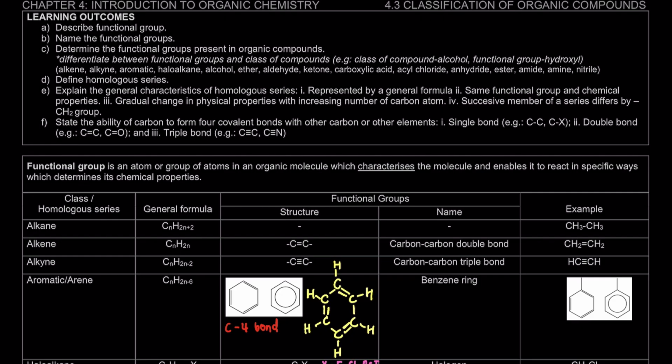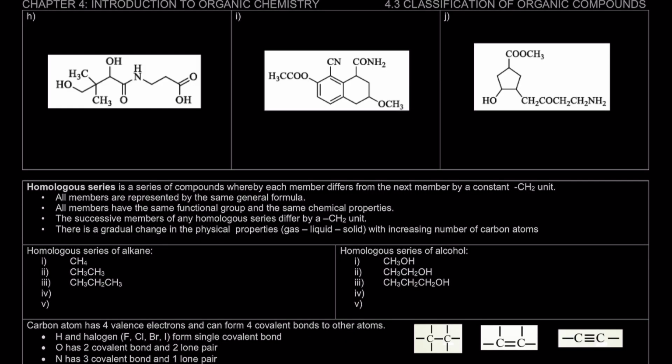On your notes, it will be on page 9. On page 9 here, there is a small section explaining the homologous series. So what is a homologous series? The definition is a series of compounds whereby each member differs from the next member by a constant CH2 unit. The first characteristic is that all members are represented by the same general formula.